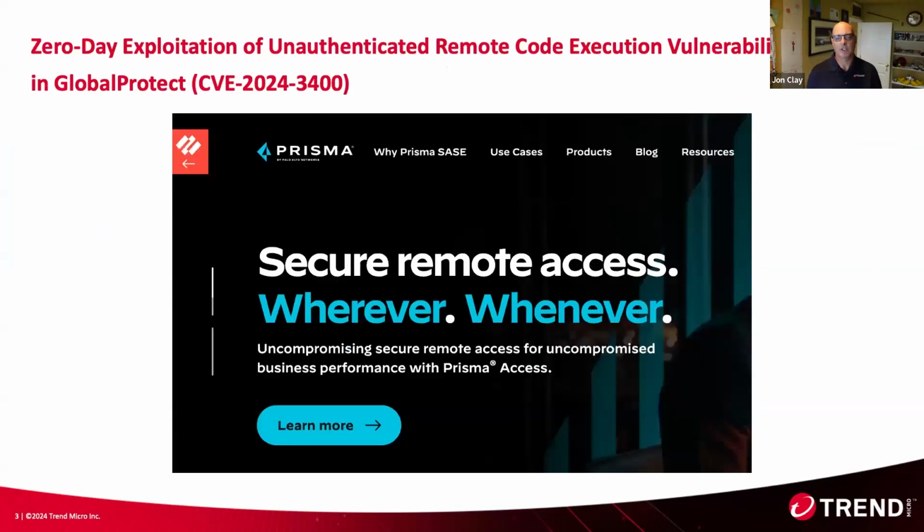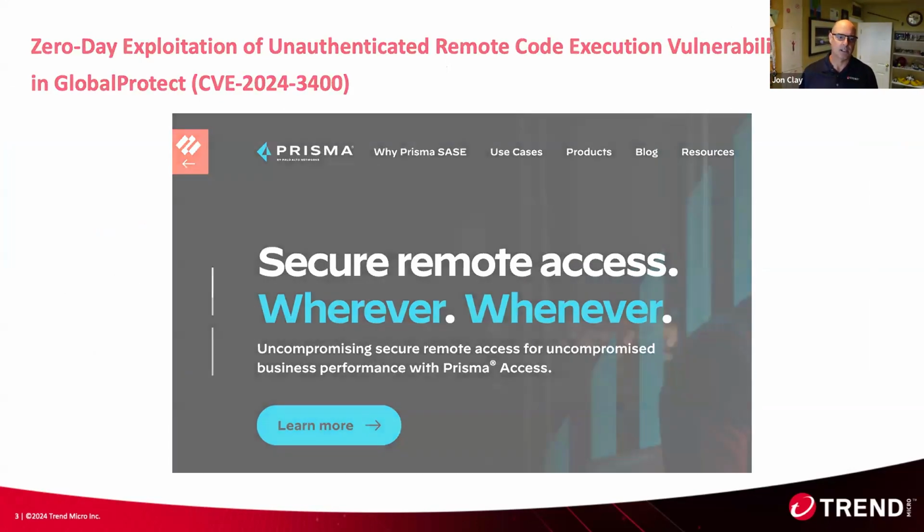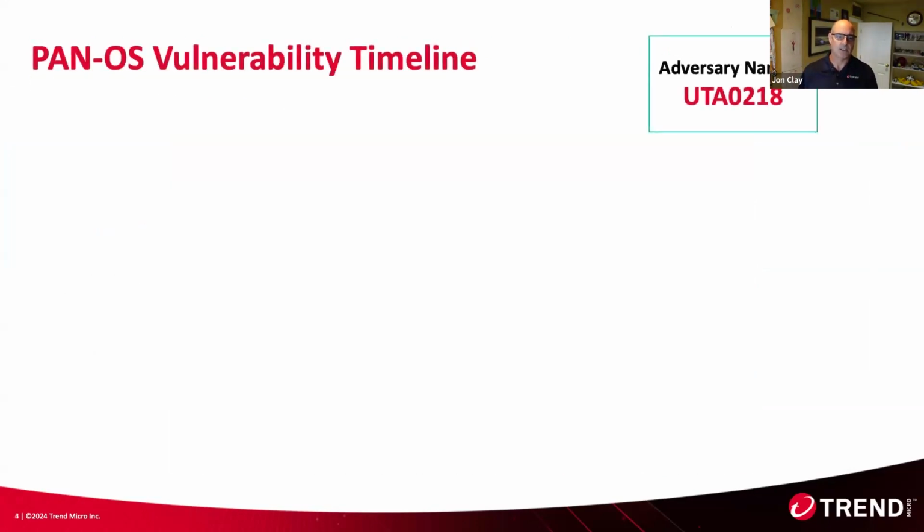Just for people's understanding, this is what GlobalProtect is. It's a secure remote access product by Palo Alto Networks. And usually you have to have it connected to the internet, which is what causes a problem, with adversaries able to gain initial access to an organization. It was given a CVE number, CVE-2024-3400. Let's look at the timeline.